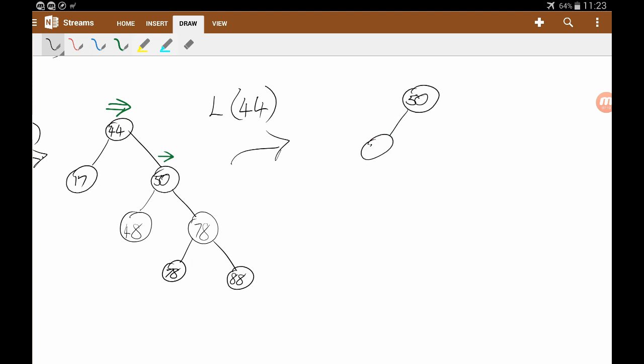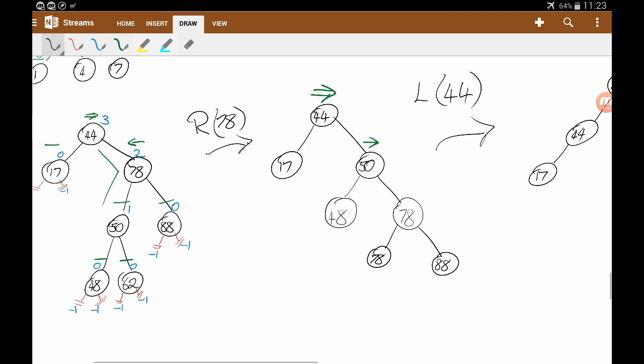44 has moved down to the left. The left child of 44 stays exactly where it was. Sorry, 17. The right child of 50 stays exactly where it was. So that would be 78, and all of 78's children stay exactly where they were. Oh, sorry, that shouldn't have been 78, that should have been 62.